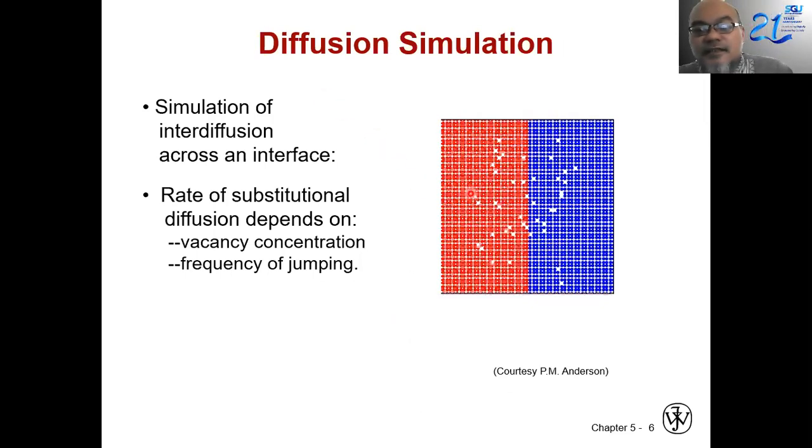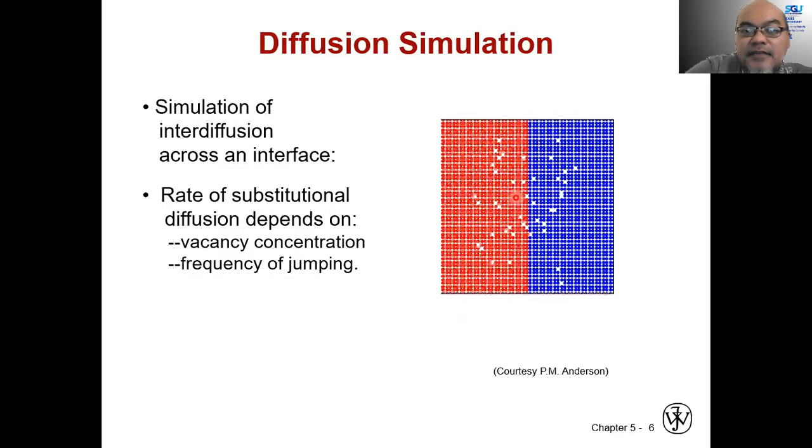So this is actually a simulation. It can be done on a computer, to simulate diffusion of the vacancy, interdiffusion across an interface. The rate of the substitutional diffusion will depend on the vacancy concentration as well as the frequency of jumping. The frequency of jumping also will depend on other physical parameters like temperature, for example.